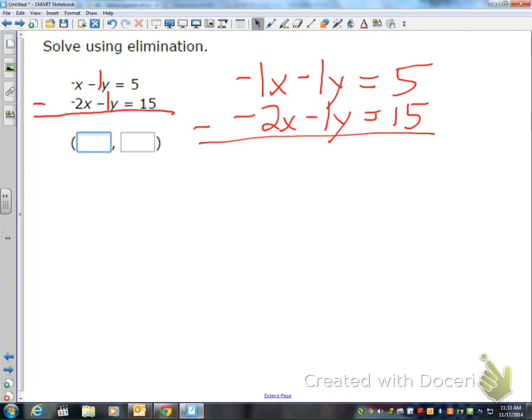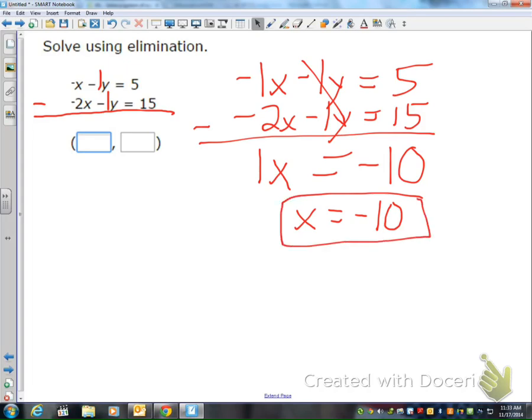Now, I can do like terms, so negative 1x minus negative 2x. Now be careful, minus a negative really means plus positive 2x. So again, use your calculators if you need to. So negative 1 minus negative 2 is negative 1 plus 2, which gives me 1x. Negative 1y minus negative 1y are eliminated, thus the elimination method. Because they're the same thing, you subtract them out and they go away. And then 5 minus 15 gives us negative 10. So I end up with 1x, which of course is the same thing as x, equals negative 10.